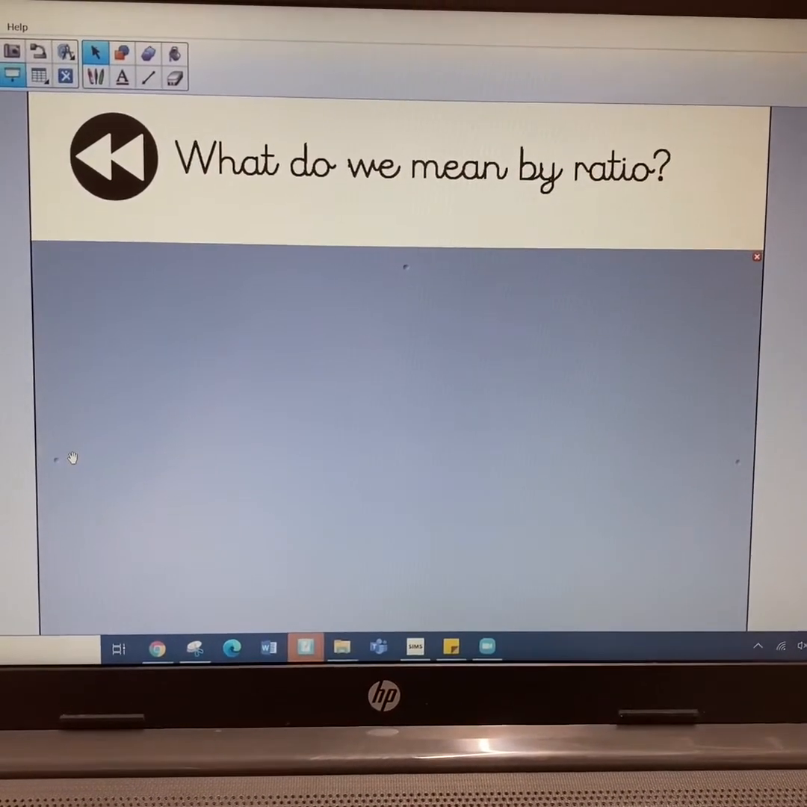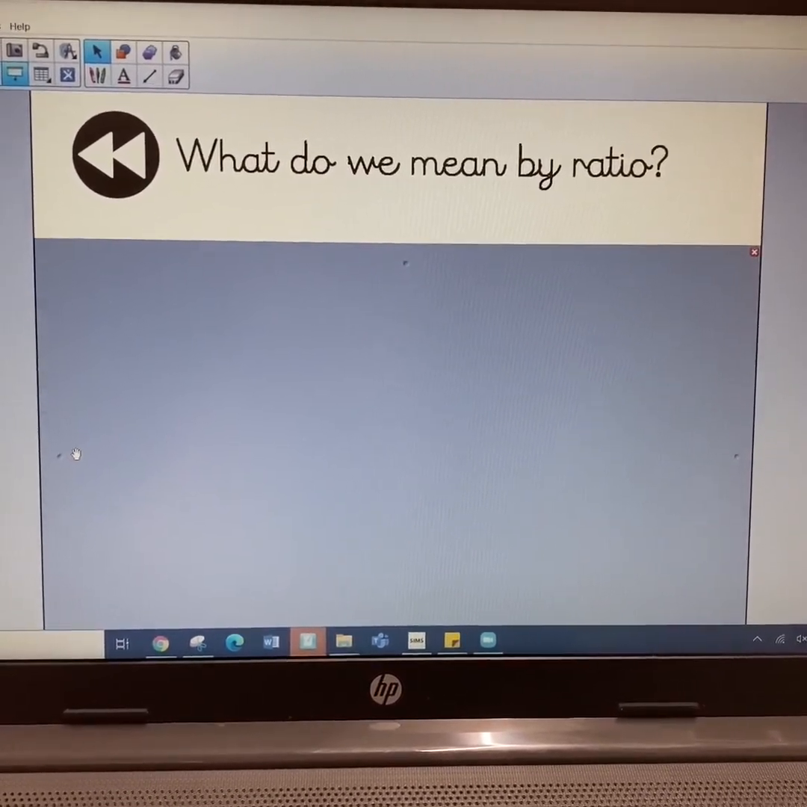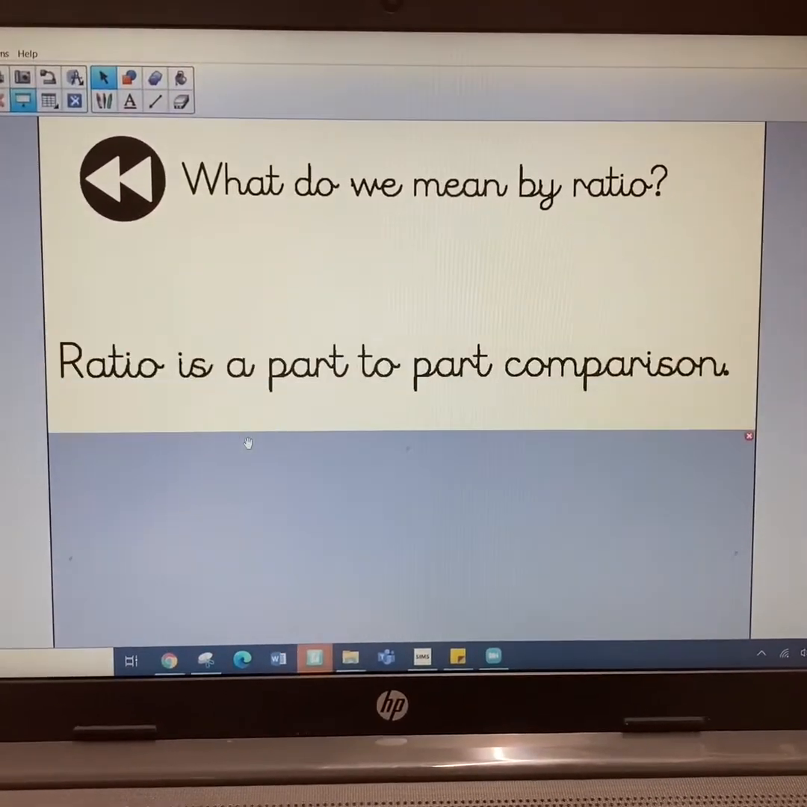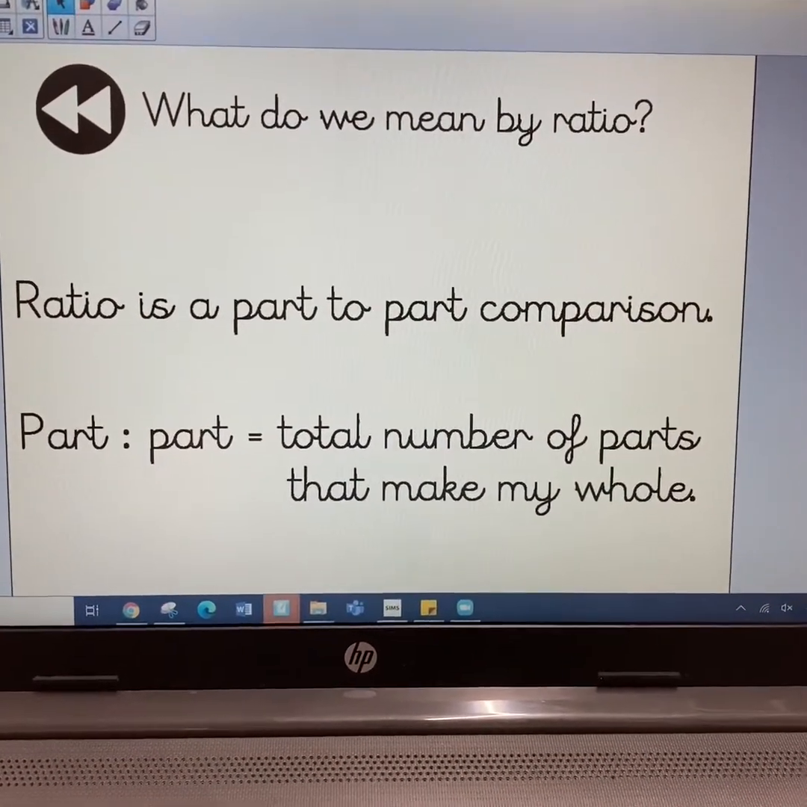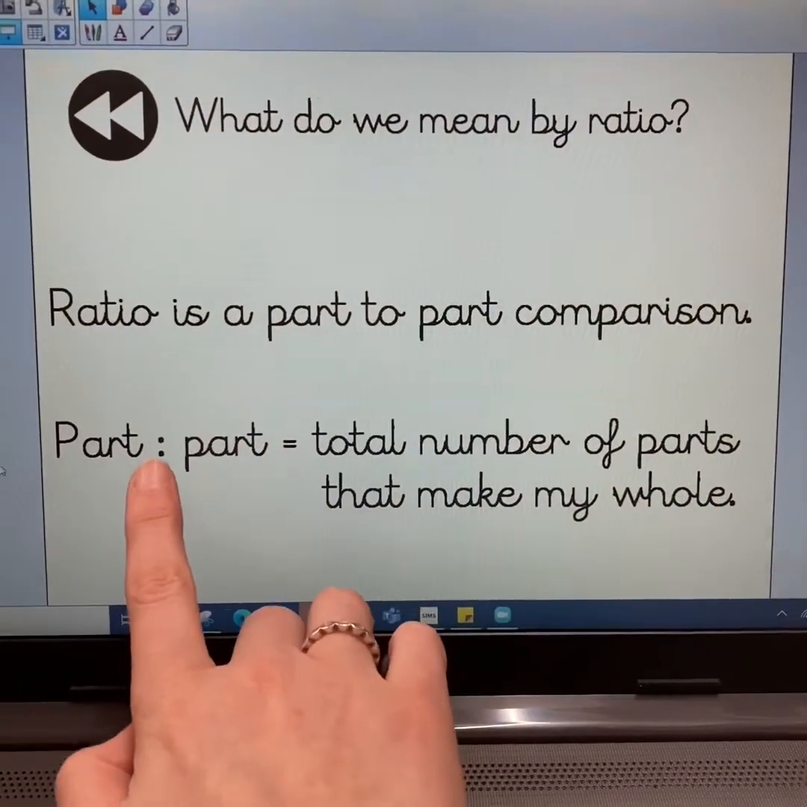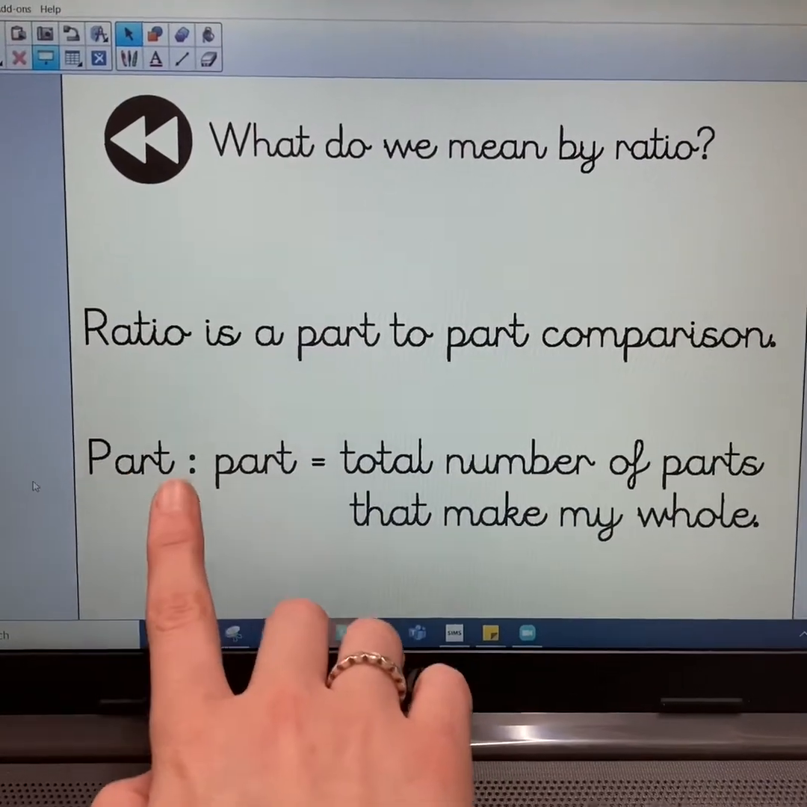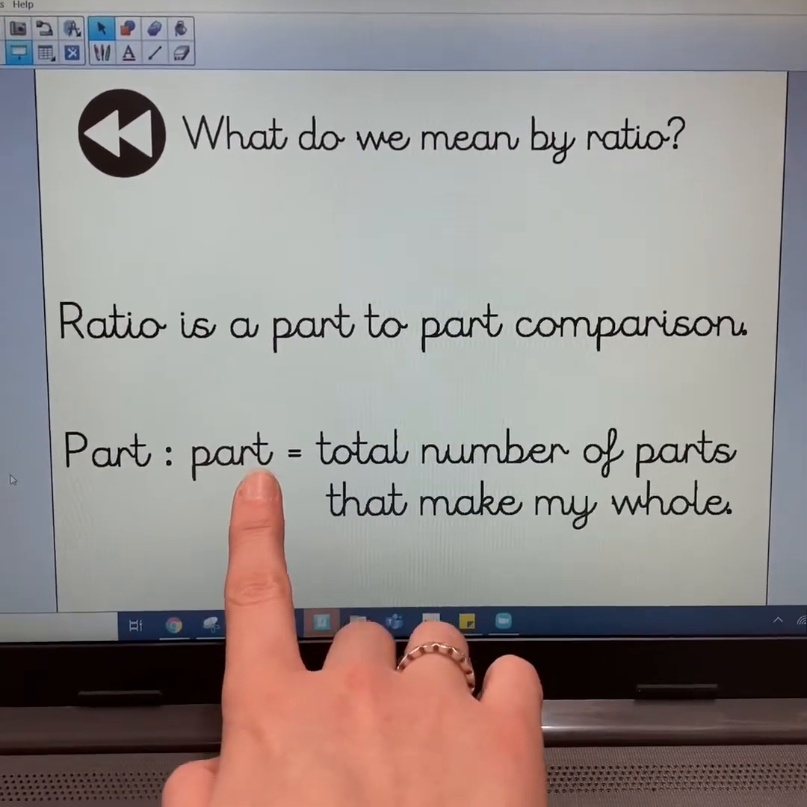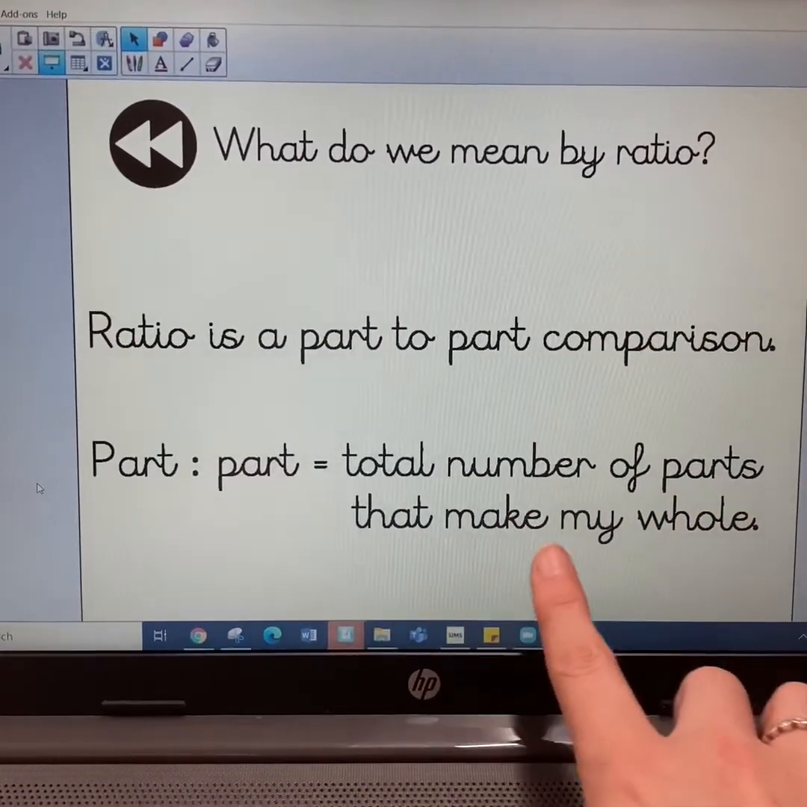Okay, so what do we mean by ratio? A little rewind for us. Hopefully you can remember that ratio is a part-to-part comparison. You are comparing one thing to another thing. And we use this colon here to represent ratio. So it's this part compared to this many parts. And if you add these together, you get the total number of parts that make my whole.